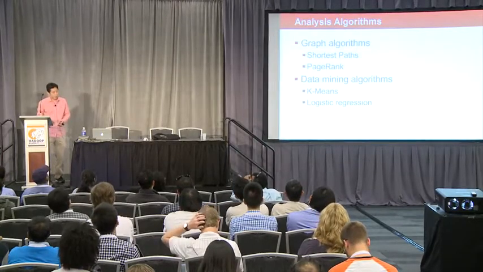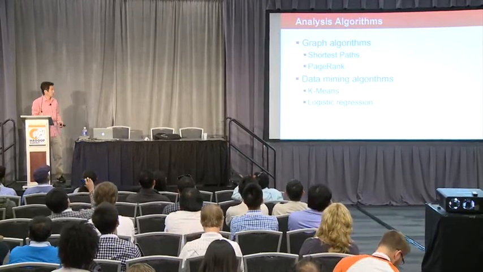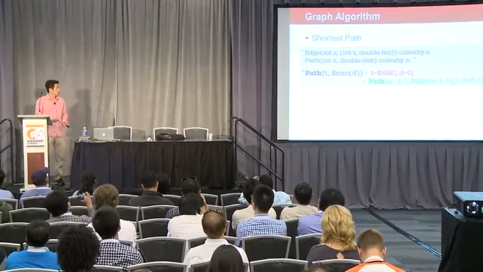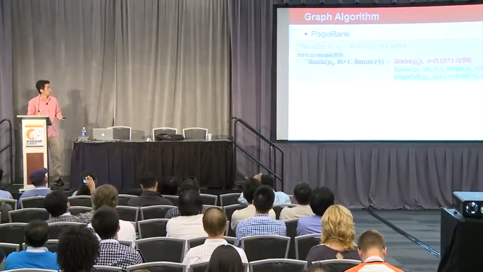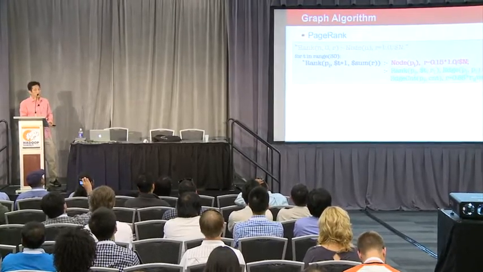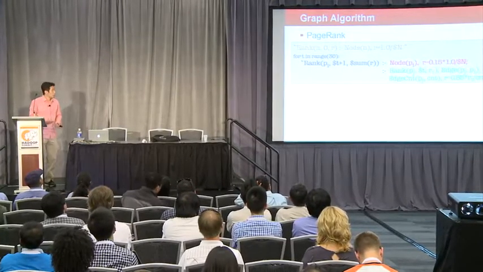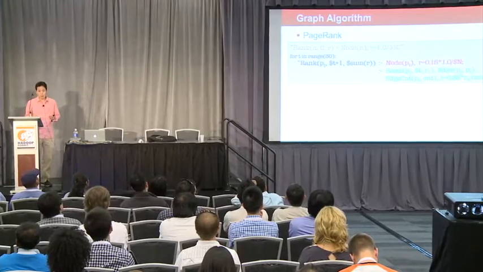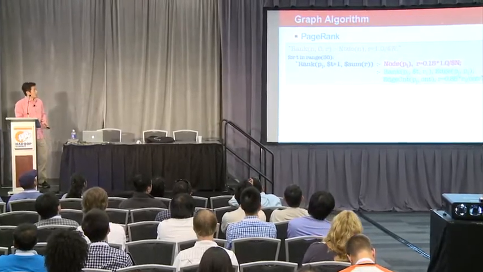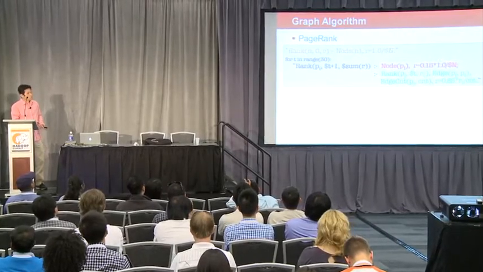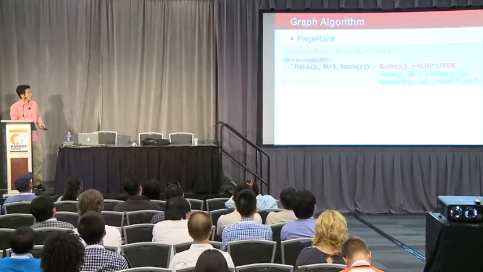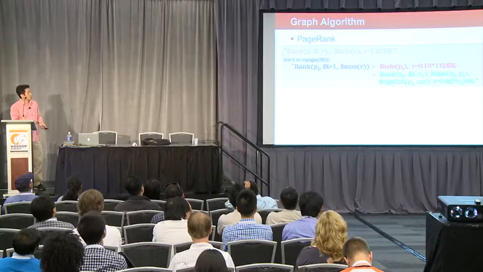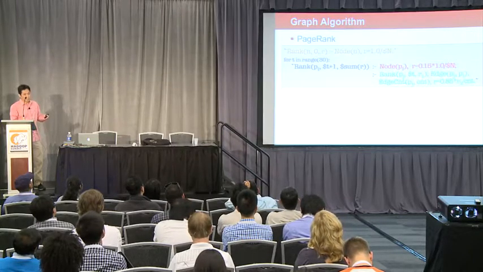So let me go over some of the analysis algorithms, graph algorithms and data mining algorithms. We have already covered the shortest path algorithm. Now we have the well-known PageRank algorithm. In these 3-4 lines of code, we have implemented the parallel PageRank algorithm. The first rule here is initialization, where for each node, we are setting the PageRank value at iteration 0 to 1 over the size of the graph.